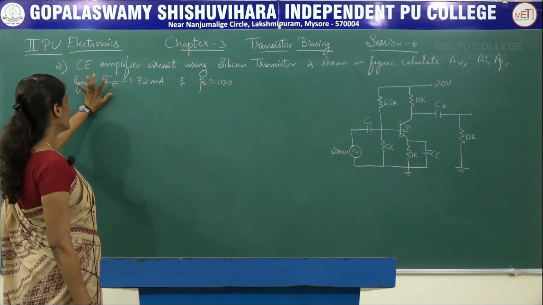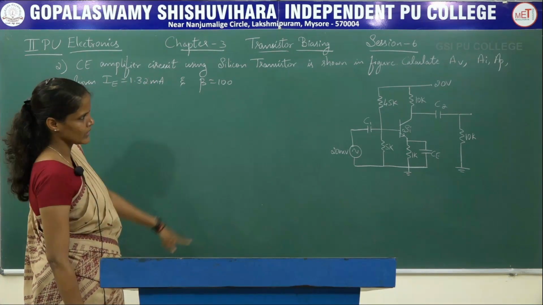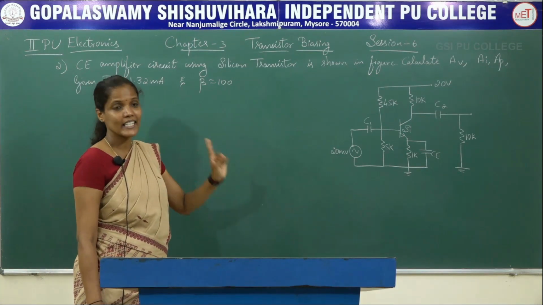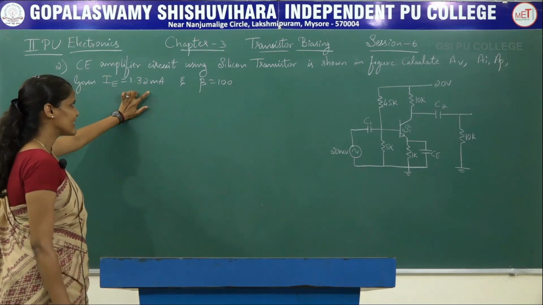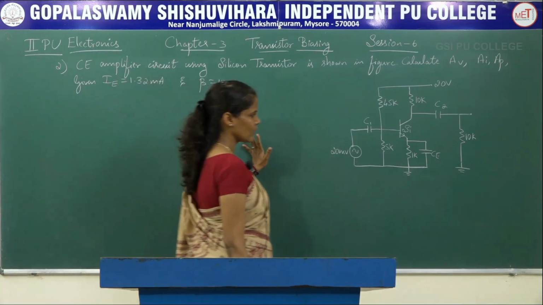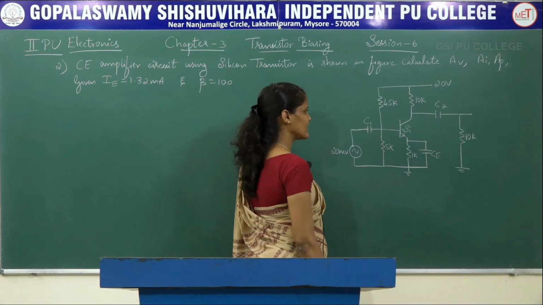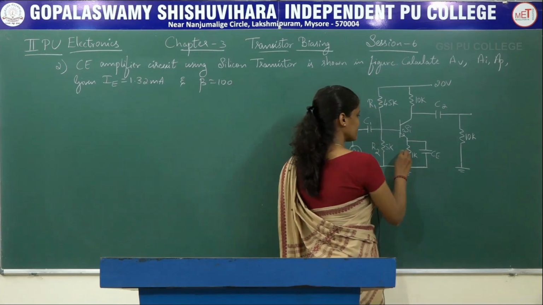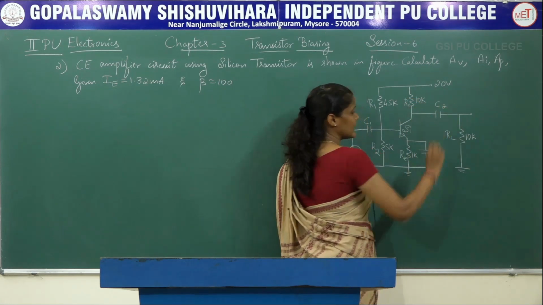This is the second problem. CE amplifier circuit using silicon transistor is shown in the figure. Calculate AV, that is the voltage gain, AI current gain, AP power gain given IE is equal to 1.32 milliamps and beta is equal to 100. So this is the particular diagram what is given. Here silicon is used as a transistor and it is an NPN transistor. Here this is R1, R2, RE, RC and this is RL.